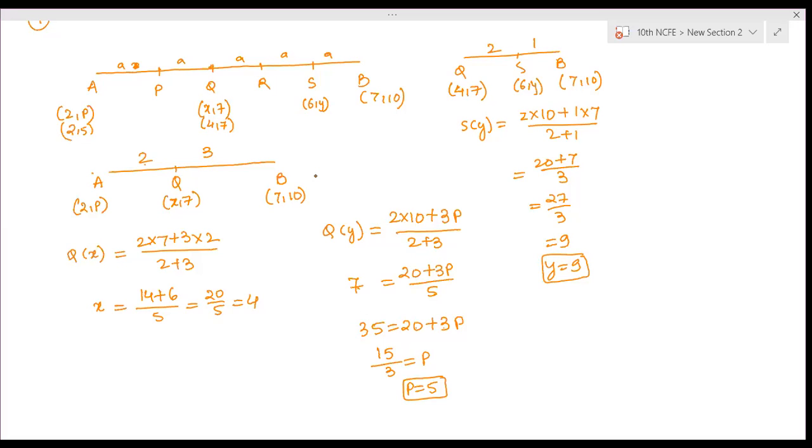The 10th one. Ma'am, the 12th one. 10 or 12? I have it written 10. The 10th one. Okay, then the 12th one. If a vertex of a triangle is 1, 1, the middle points of the sides through it are minus 2, 3 and 5, 2. Find the other vertices. Okay.